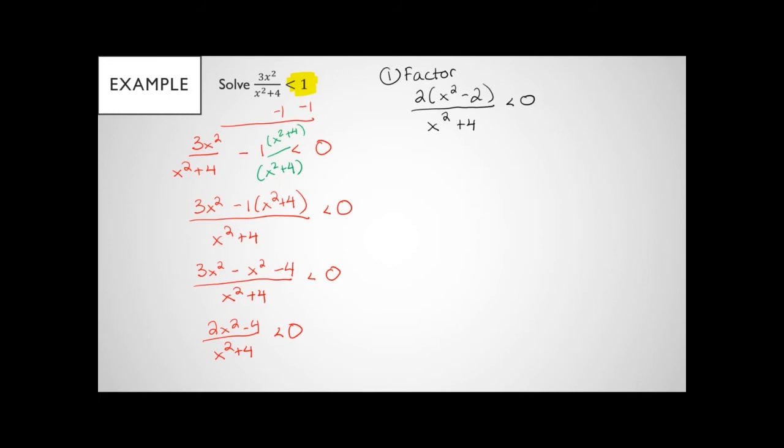Okay, so now x squared minus 2 does not factor nicely. I think it will have square roots, so we're going to solve this another way, but we are going to find our zeros and the asymptotes at this point.